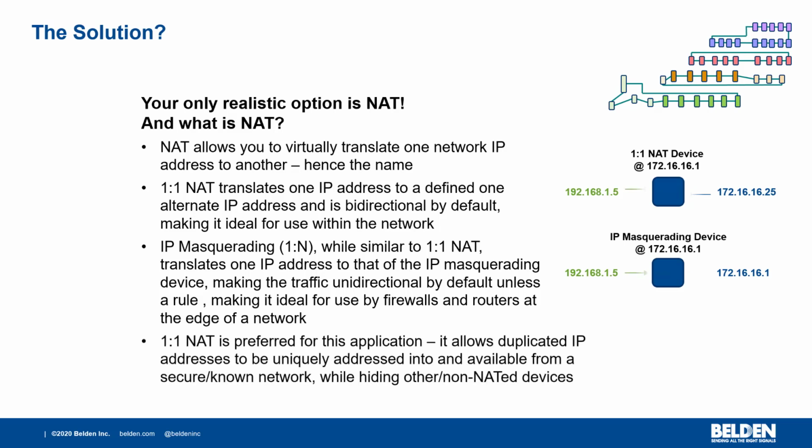Given our need to only have select devices have their IP addresses translated so that they can communicate with the servers, while also being accessible from engineering workstations and hiding all of the other devices from prying eyes, one-to-one NAT is definitely the preferred solution that we're going to deploy in this network.